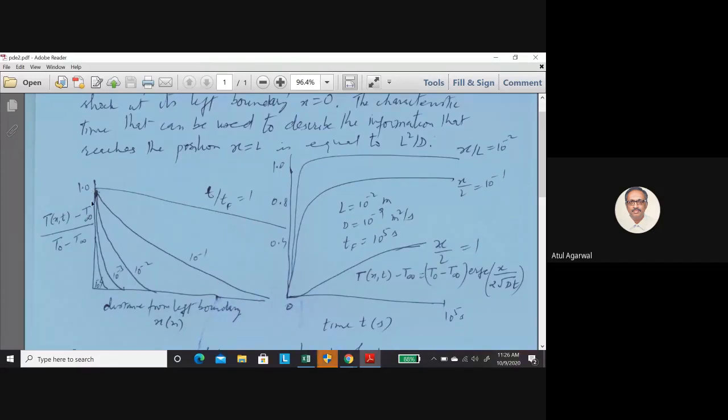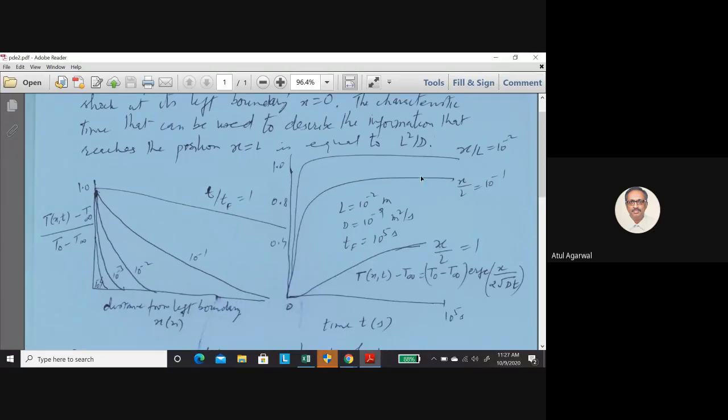You see, if time is 10 power minus 1 second, T upon T naught is here 1. If t is 10 power minus 1 into 10 power 5, the temperature build-up is less. You see, the temperature propagated is much lower as your time is reduced.